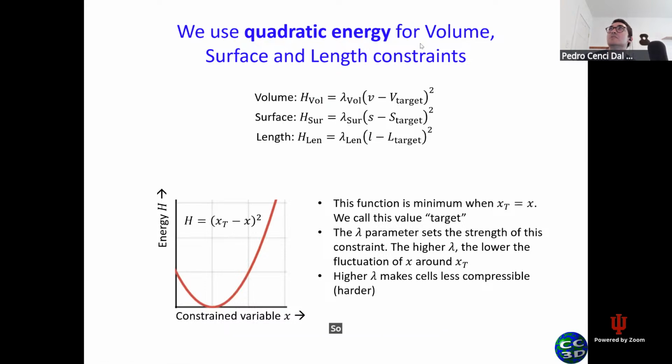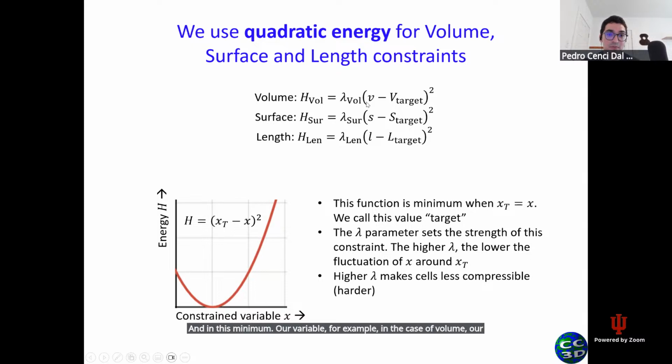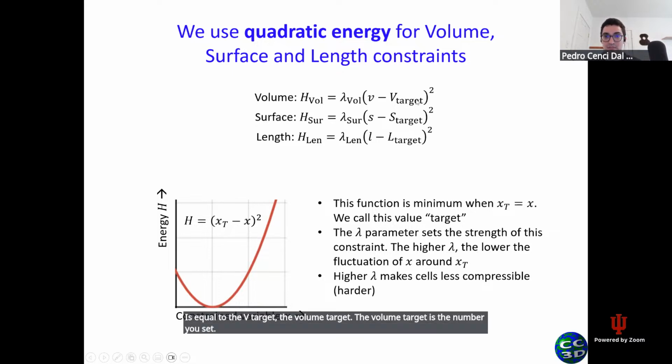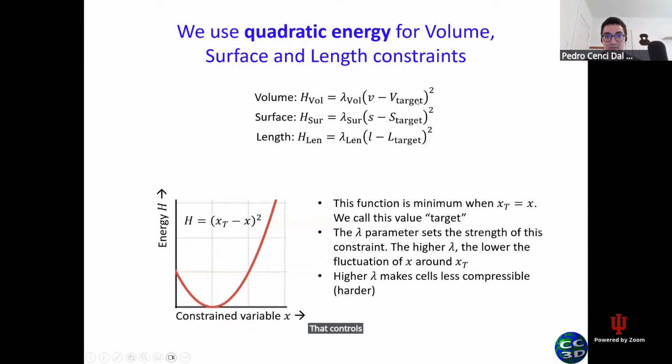So there is this general way of writing these constraints, which is the quadratic energy. Why quadratic energy? Because it is well behaved, it has a minimum. And at this minimum, our variable, for example in the case of volume, our variable V is equal to V target, the volume target. The volume target is the number you set that controls the volume of the cell. When V equals V target, you are at the minimum, the most favorable configuration.